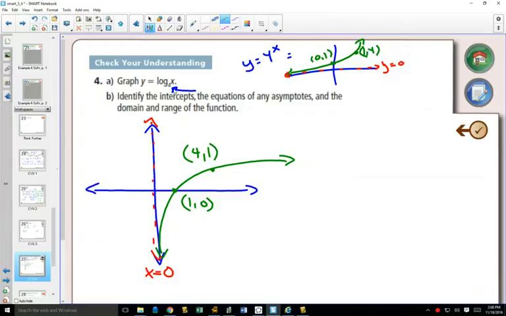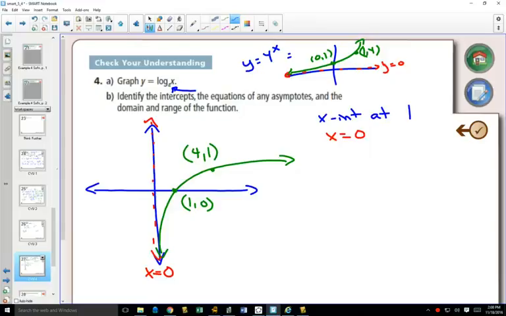So identify the intercepts. Well, there's no y-intercept, but there is an x-intercept at 1. All log graphs, because you're always going to have (1, 0), will have the same x-intercept. It's going to change once we do transformations, because if you move this up and to the right, things are going to change. But your parent graphs will always have an x-intercept at 1. The equation of the asymptote will always be x equals 0 for any parent graph of a log graph.